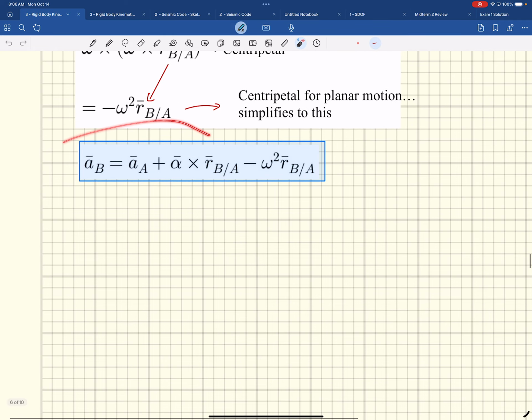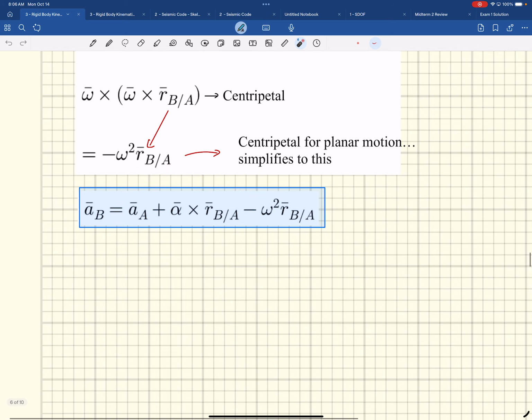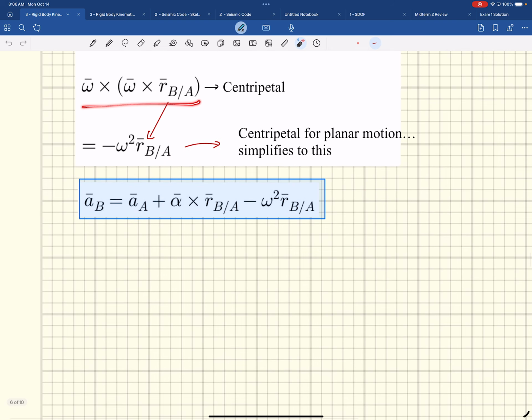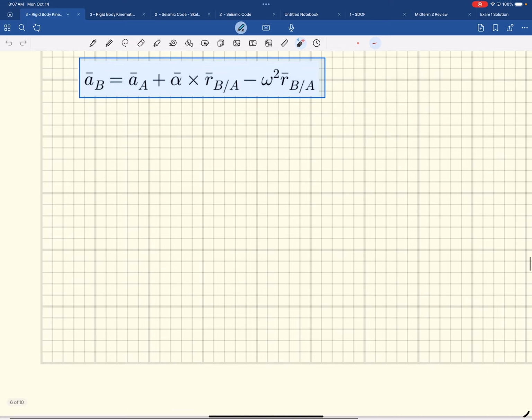Right? And then here's the one that we're going to use for planar. This omega crossed with omega crossed with r_B as seen from A simplifies down to simply this, right? Whereas you just have the omega squared as a scalar out front, and then r_B as seen from A as your vector. It tells you which direction it's going, right? Which is nice to not have to carry out the double cross product. When we get to 3D, we have to carry out the double cross product.